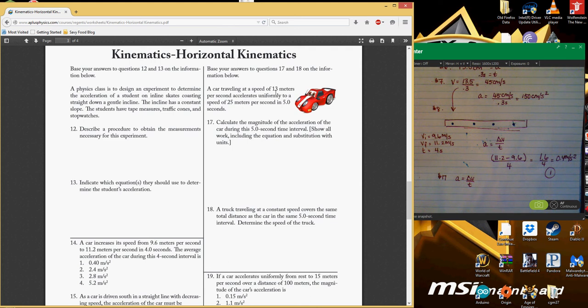Acceleration, again, is change in velocity over time. So change in velocity is final minus initial speed, divided by the time, which is 4 seconds. So you should have 1.6 divided by 4, and you should have 0.4 meters per second squared. That would give you an answer of 1.